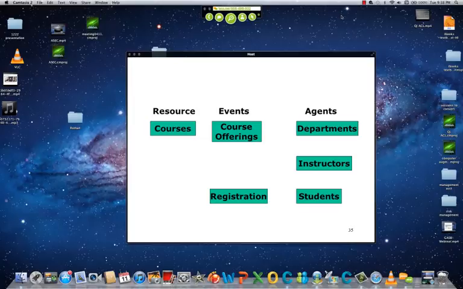Then we think about agents. Definitely students, for registration, and for course offerings they mention the department and instructors. So you have to put at least those 3. Maybe you can put more. Maybe you could have put the university instead of this, so it will change things. What I'm getting at is that this is more of an art.